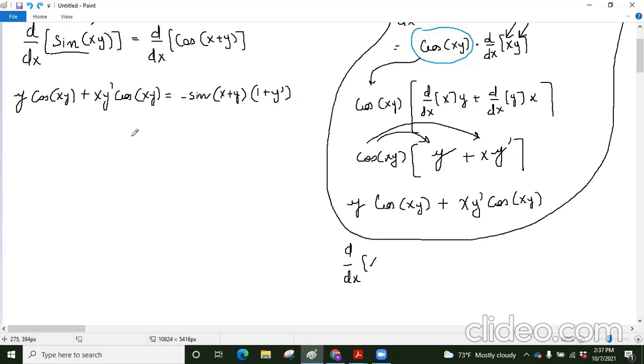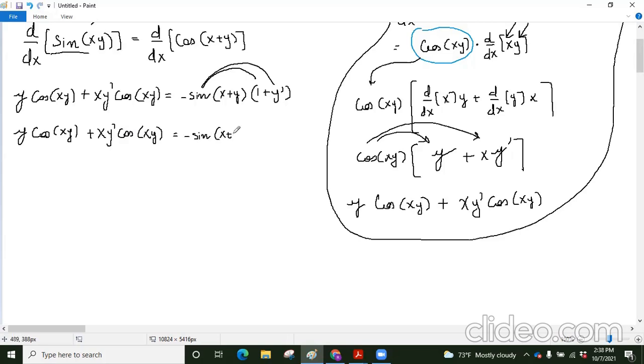And then at this point, you could distribute this negative sign, perhaps, right? So what you'll say is you'll have everything that you had before. You want to keep that the same, plus x y prime cosine of xy equals. So we're going to distribute to the 1, and then we're going to distribute to the y prime. So this is negative sine of x plus y. We distributed that to the 1. And now we're going to distribute that to y prime. So that's negative y prime sine of x plus y. Okay.